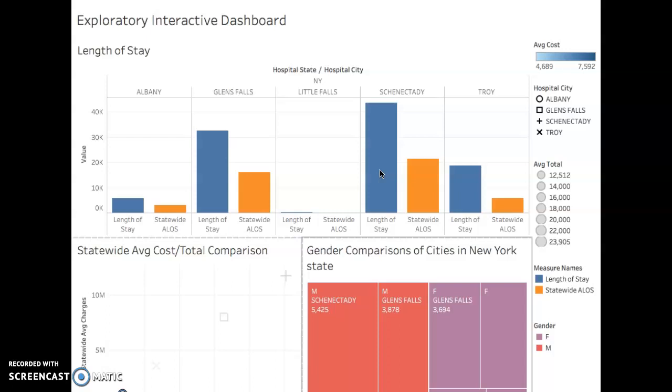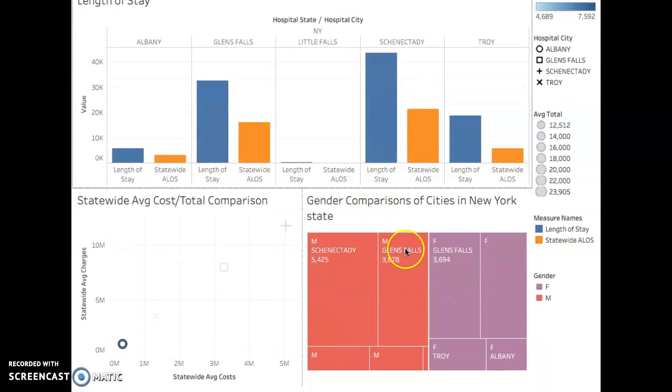First, we will be looking at the tree map. The tree map shows the difference in total number of records for the different genders of the different cities that were identified in the dataset. These cities are Schenectady, Glens Falls, Albany, and Troy.